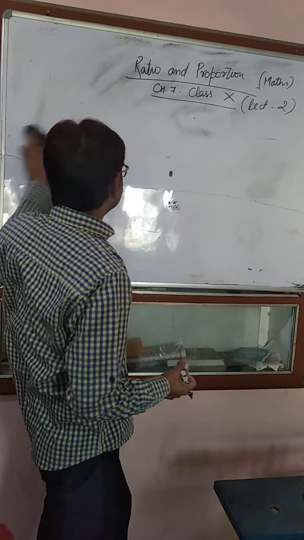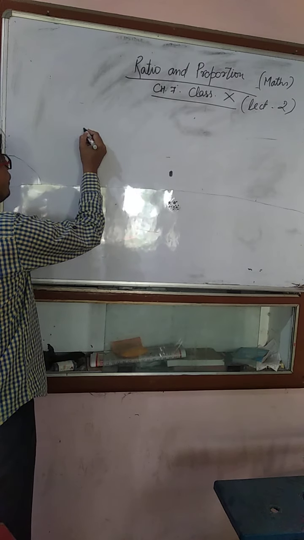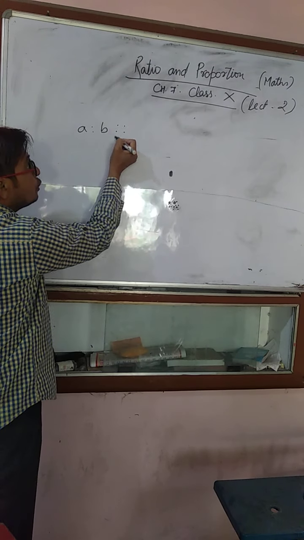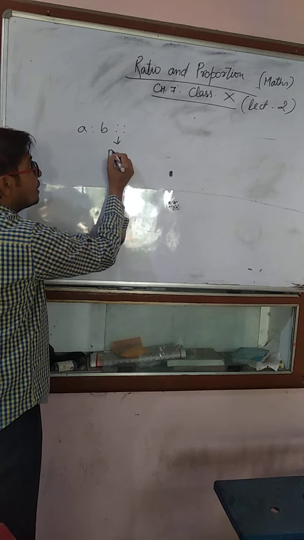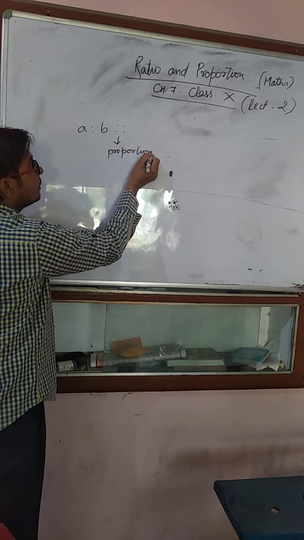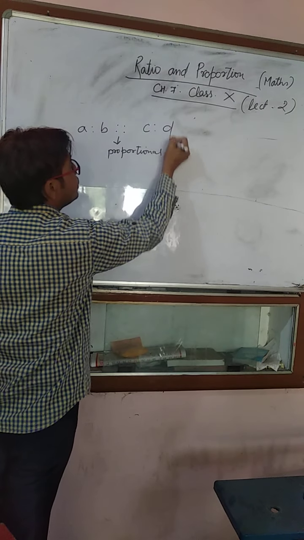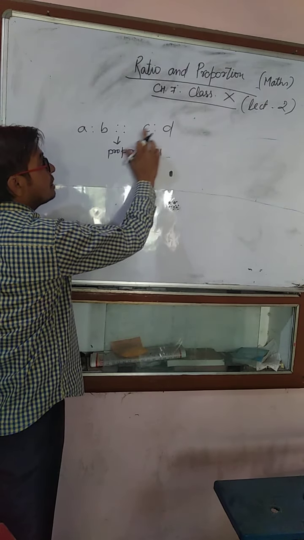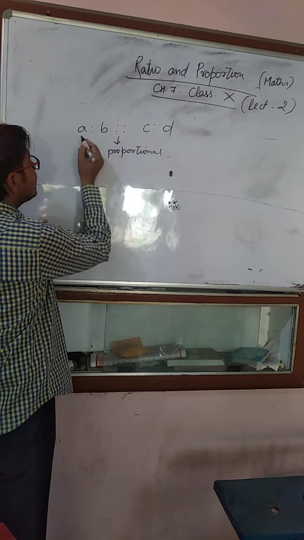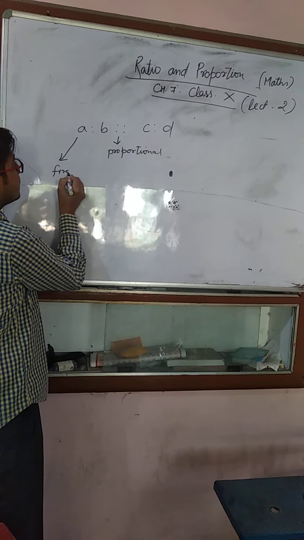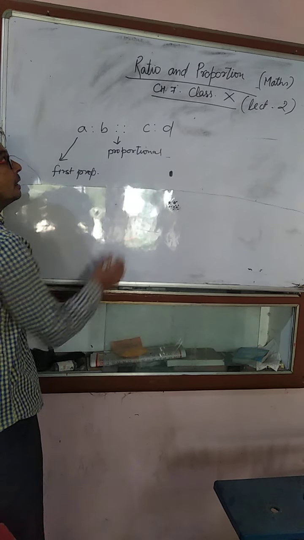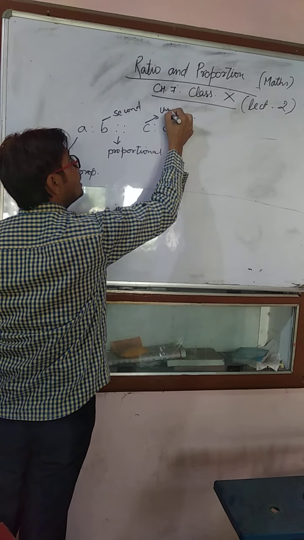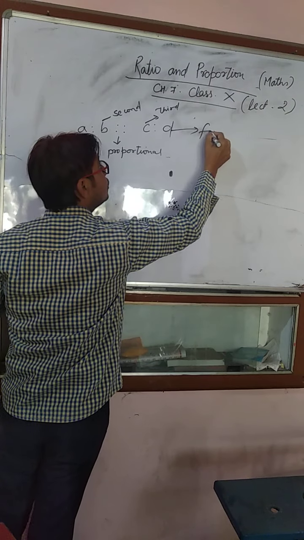After that, if A is to B is proportional to C is to D, means A by B is equal to C by D. If A is to B is equal to C is to D, then this is known as first proportional, this is second proportional, this is third proportional, and this is fourth proportional.